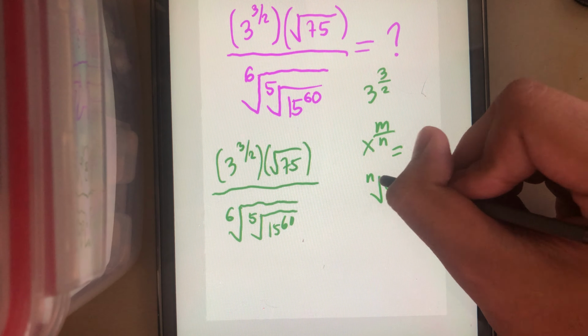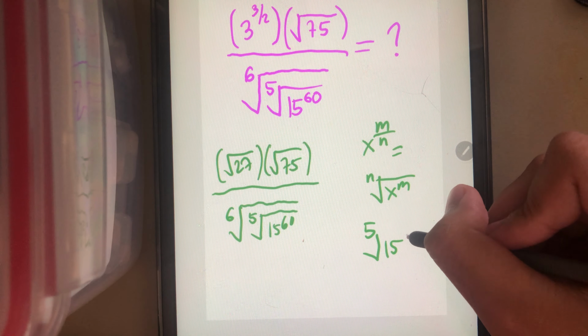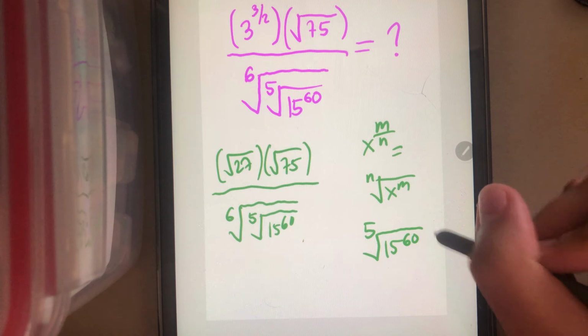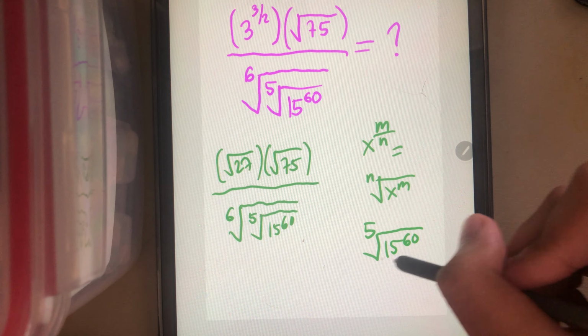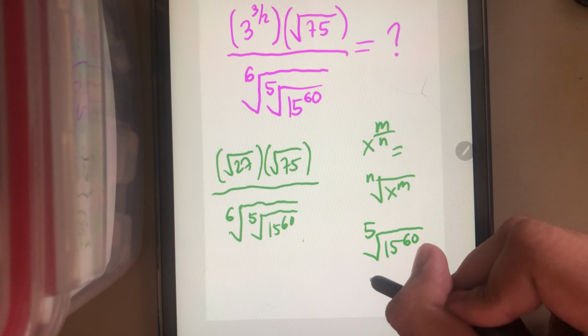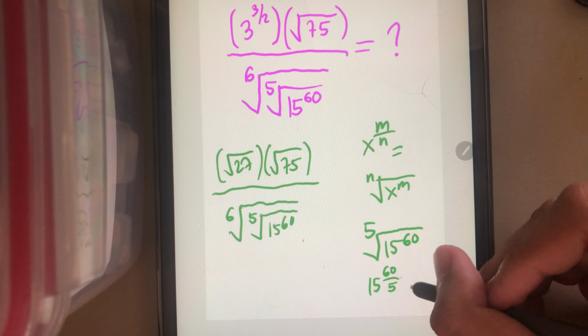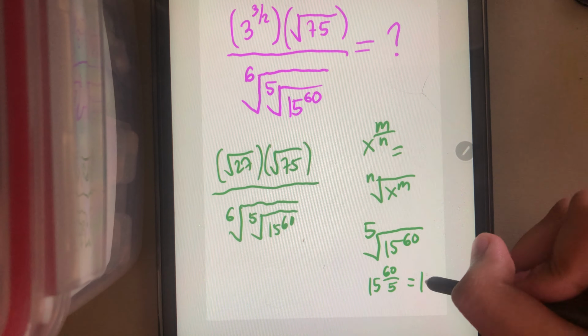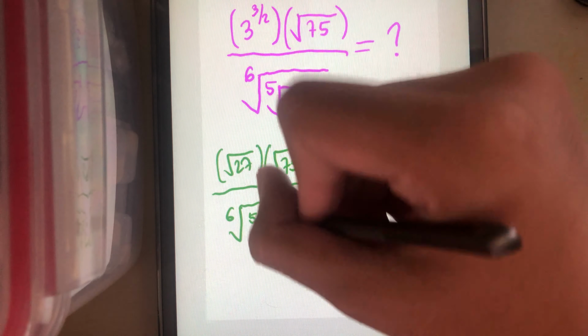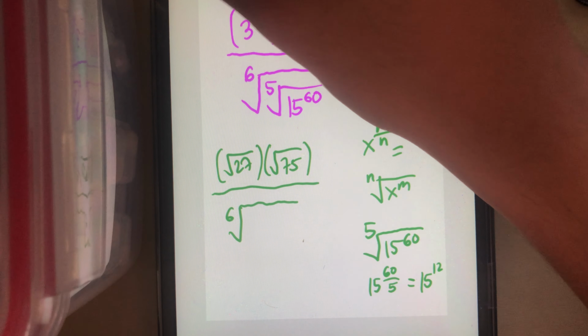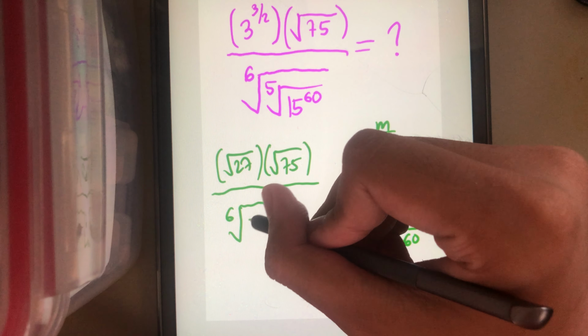Let's focus on the entire denominator, 6th root of 5th root of 15 power 60. So our n here is 5, our x is 15, and our m is equal to 60. If we convert this radical into a fraction exponent, it becomes 15 power 60 over 5, or that is equal to 15 power 12. So now, 5th root of 15 power 60 becomes 15 power 12.